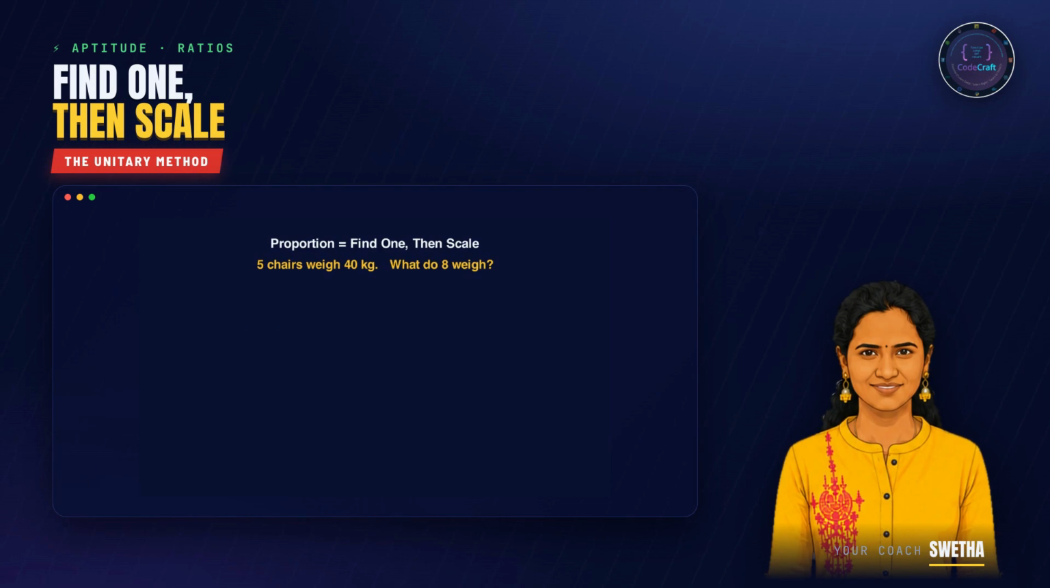If 5 identical chairs weigh 40 kilograms, what do 8 weigh? Find 1.